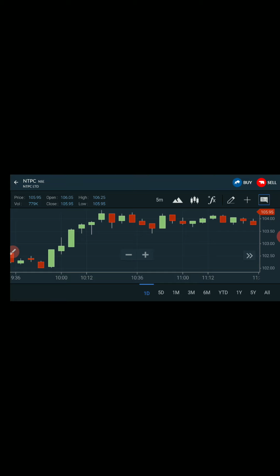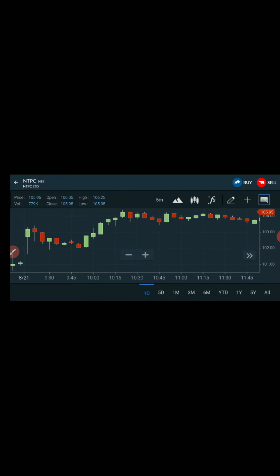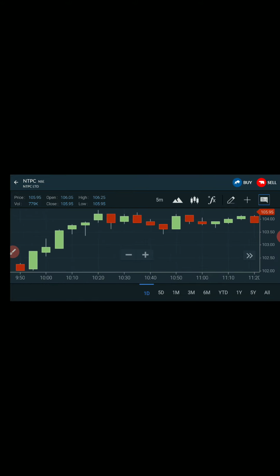In candlestick you can see two types of candles. One is green, one is red. Green indicates uptrend, red indicates downtrend. I am zooming one to explain better. Now we will take a green. The left bottom point indicates the starting point. This is actually a 5-minute chart. You can see here timing 10:10, 10:15, 10:20. So one candle will be about 5 minutes.